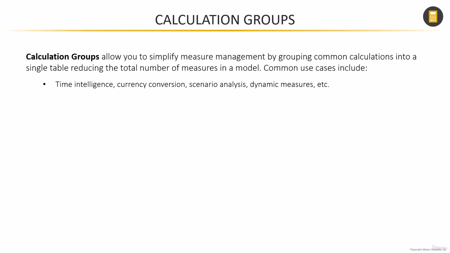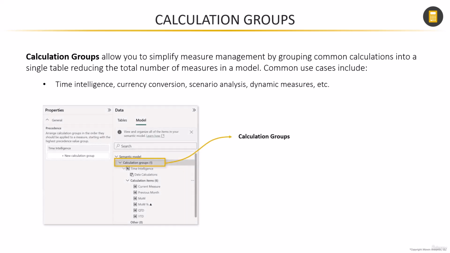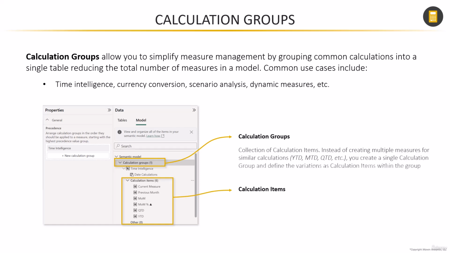So from a high level, there are two main components. We've got calculation groups and calculation items. Now, first up, you have calculation groups, which is really just a collection of calculation items. So instead of creating multiple measures for calculations like year to date, quarter to date, month to date, year over year, same period last year, etc., instead of having to create all of the time intelligence versions for each of those measures, you can create a single calculation group and then define the items that belong to each group.